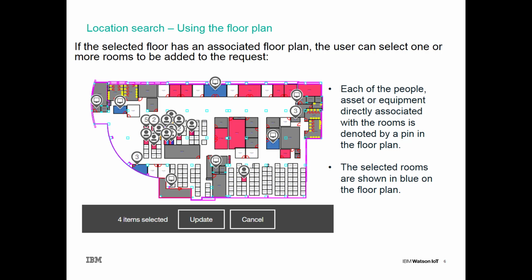Each person, asset, or equipment directly associated with the rooms is denoted by a pin in the floor plan. That way, the user can easily know what are the items associated with each space in the floor plan. The selected rooms are shown in blue in the floor plan. In this example, we have this room selected, this one, and this one. After the user has selected all the rooms to be added, he must hit the update button.